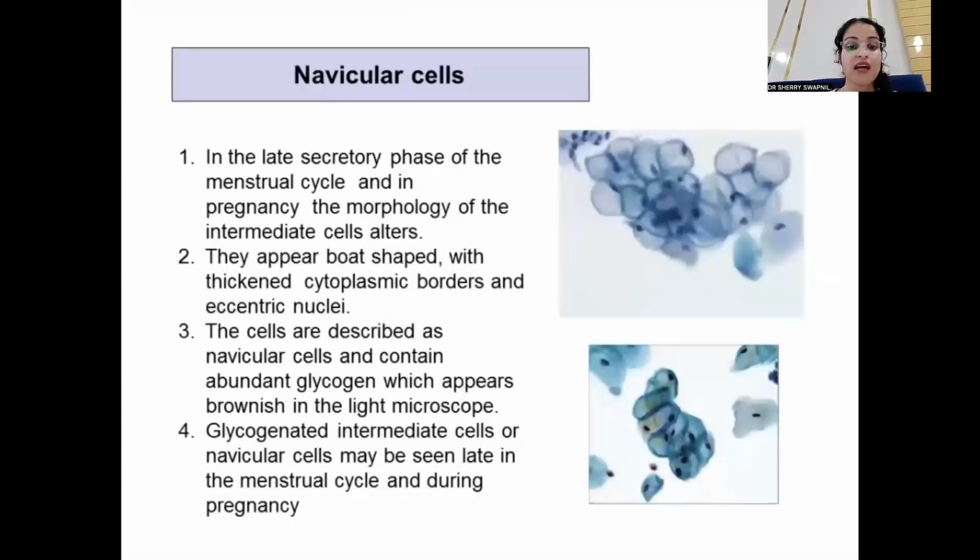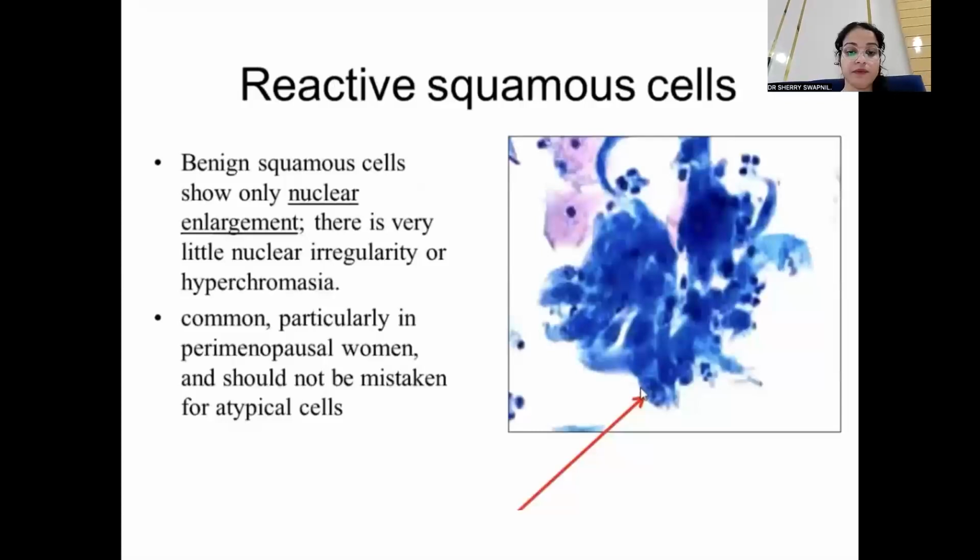So to confirm that this is not exactly the HPV change, first we have to look into the halo, and then in glycogenated intermediate cells, as you can see, there is a brownish yellowish appearance that can be seen on the microscope. So this we have to see before reporting it as HPV infection. Next slide, please.